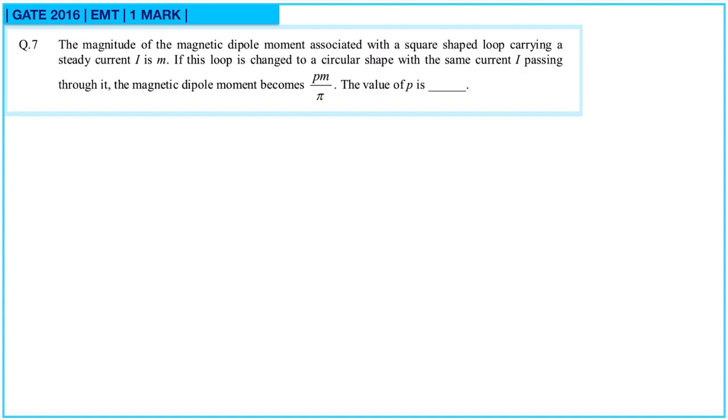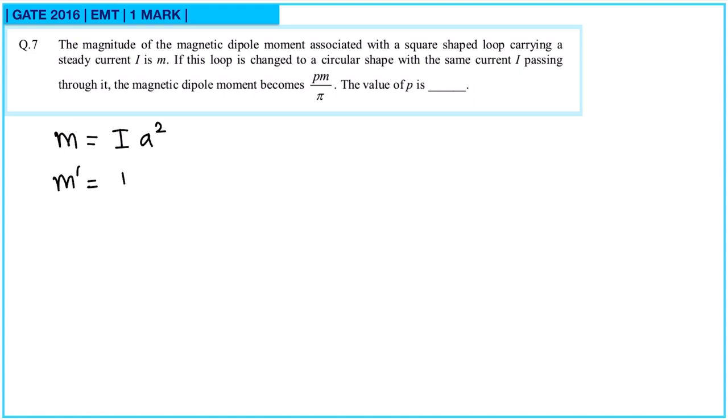Next question. The magnitude of the magnetic dipole moment associated with a square shaped loop carrying a steady current I is M. If this loop is changed to a circular shape with the same current I passing through it, the magnetic dipole moment becomes Pm by pi, where the value of P is. Now magnetic moment is current into area. So initially it is a square shaped loop. Let its side be A. So this will be I into A square.